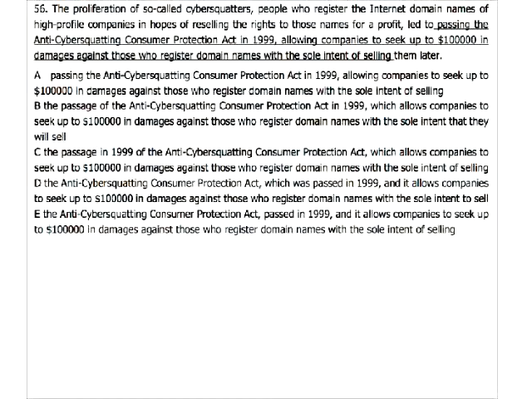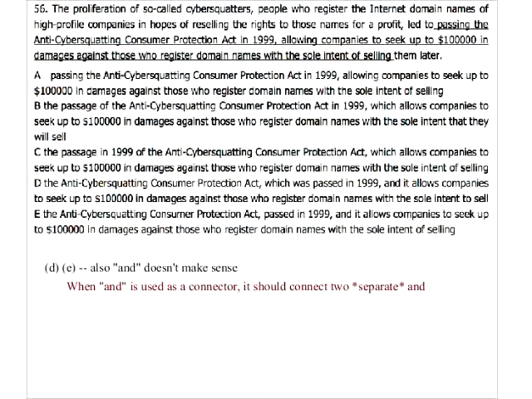Let's see. More things wrong with D and E. Also, and doesn't make sense. Like, when and is used as a connector, it should connect two separate and independent things. So, for instance, if I say this, there was a ton of traffic on the freeway and I was late to work. Does anybody know, text box, what does this imply about why I was late to work?